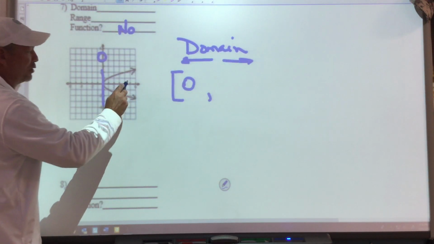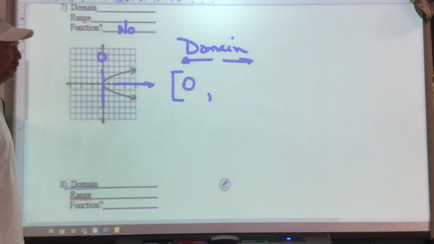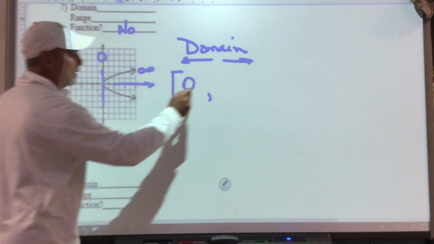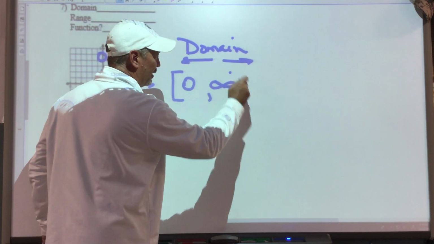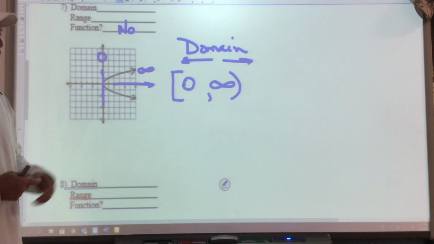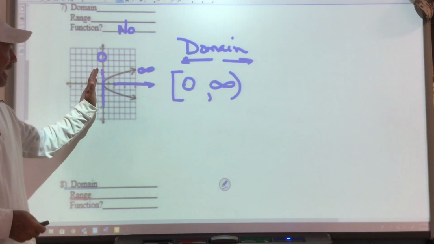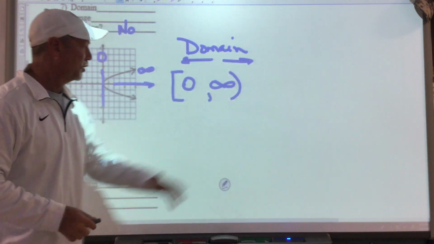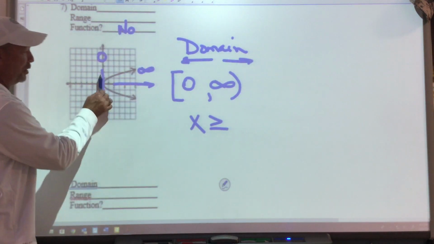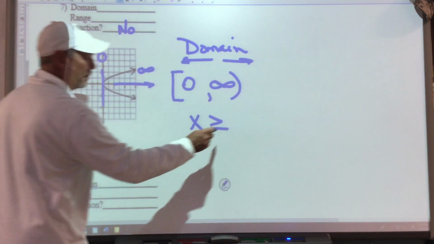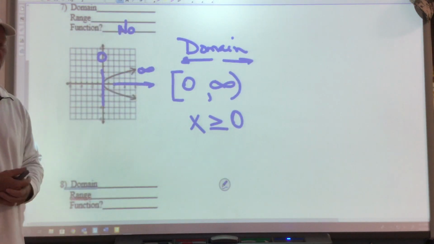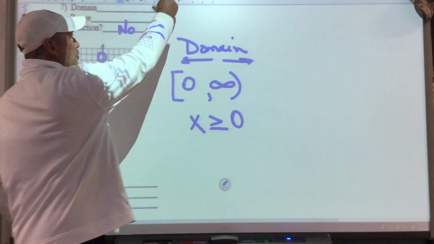How far to the right do I go? How far to the right do we go? We go forever, which is positive infinity. There's my domain in interval notation. So we're talking about our x values, and my x values are getting bigger, so you would say my x's are greater than or equal to, because you make contact with that line, 0. X is greater than or equal to 0.